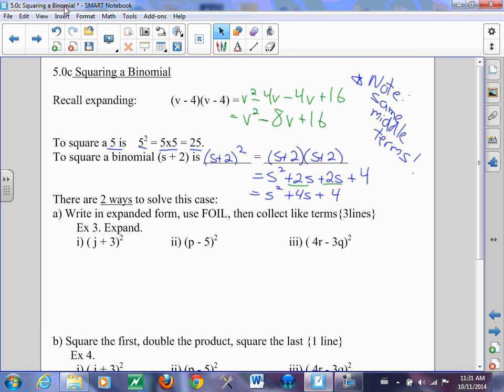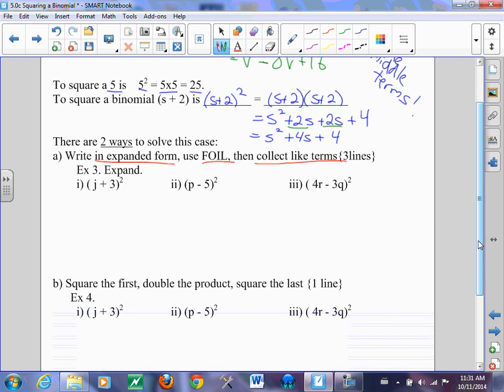Okay, there are two ways, ladies and gentlemen, that I'm going to show you how to square a binomial. So the first one is what we kind of just did here in this example. What you're going to do is write it in expanded form, then use FOIL and collect like terms. This, however, takes 3 lines. If you like shortcuts, pay attention to part B because it's a little quicker, although it requires more mental math. Okay, so first of all, we're going to expand this through.